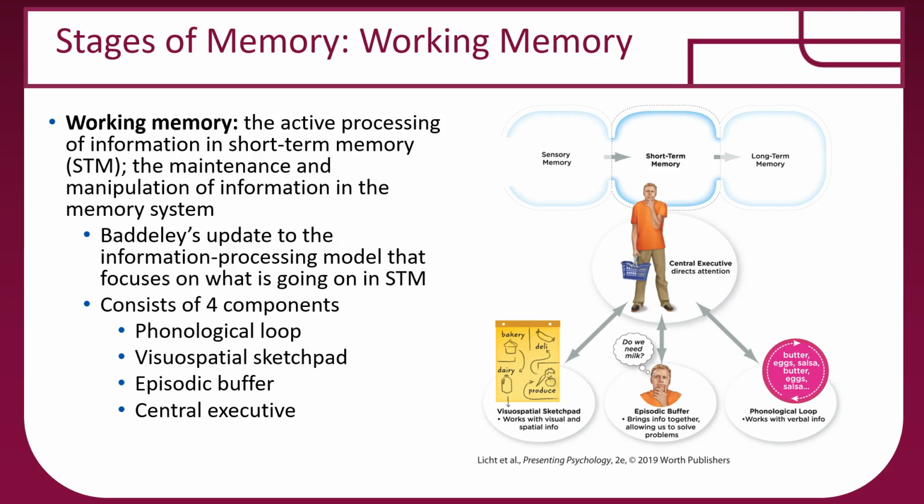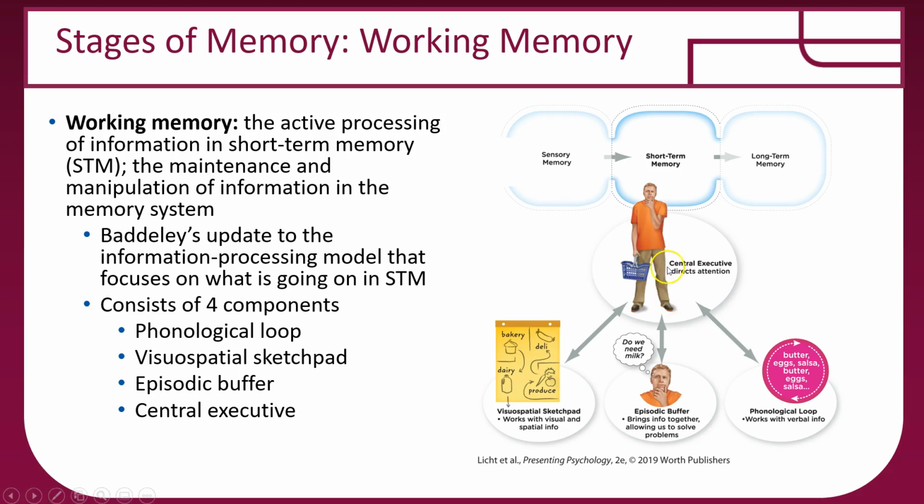All right, stages of working memory. So this is kind of an update to the information processing model that we talked about: sensory memory, short-term memory, and we're going to get to long-term memory in a second. But Baddeley had this update of what's going on in short-term memory, and he called this working memory. That's what is happening in short-term memory, and there are 4 components of this working memory, and the goal here is to maintain or manipulate or work with the information in your short-term memory.